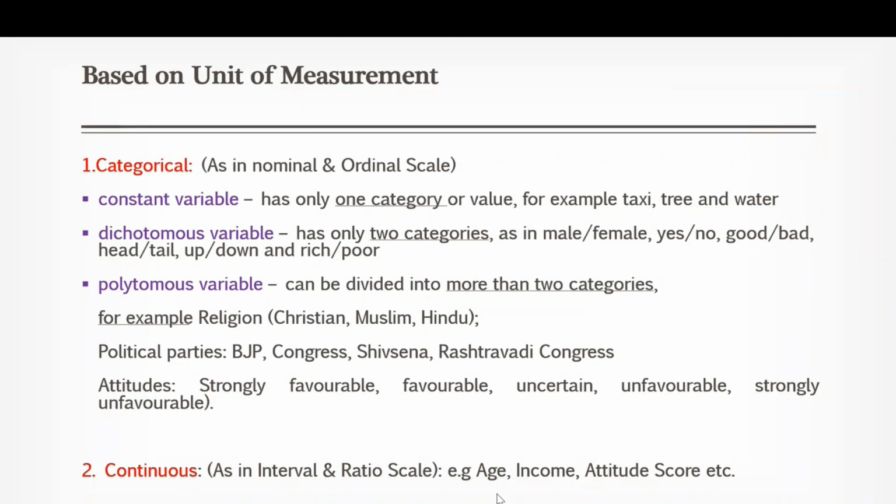Right? So age, it is continuously increasing. Every minute, every second, I am getting older. All of us are getting older. So that is age. Income is also a variable. It is expressed in terms of fractions. Attitude score, when we express the attitude score, that is also. So these are continuous, measured on interval and ratio scale. So continuous variables are measured on interval and ratio scale. And categorical or discrete variables are measured on nominal or ordinal scale.